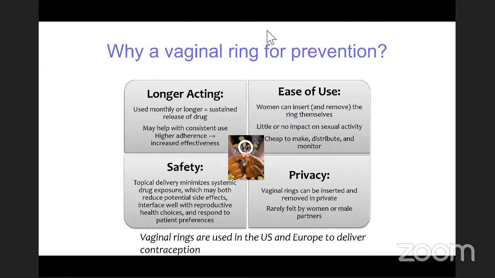And then privacy. People who do not need to disclose to others that they're using it can just keep it private, as opposed to when people are sharing a room or they're in a house, where it's easier for others to see that they're taking pills.